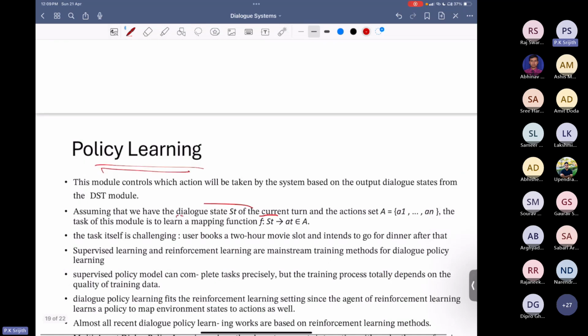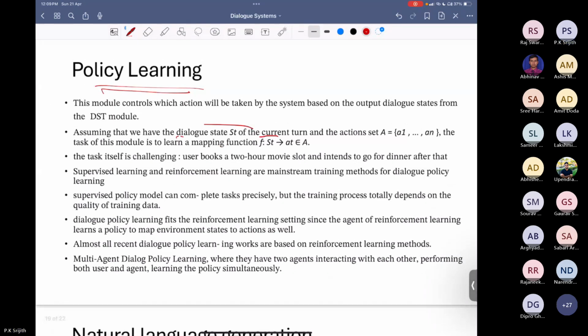Now, coming to policy learning, the main objective of the policy learner is to predict the action based upon the current state of the dialog state tracker, based upon whatever slots have been filled so far. It has to predict some action. The action could be something like requesting the user for some more information about some slot which is not filled, or querying some database and getting some information from the database. So actions could be all these, but the policy learning module decides what action to take based upon the state of the dialog state tracker.